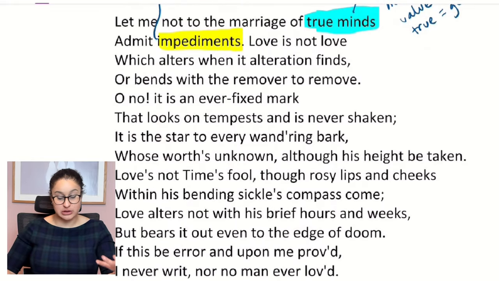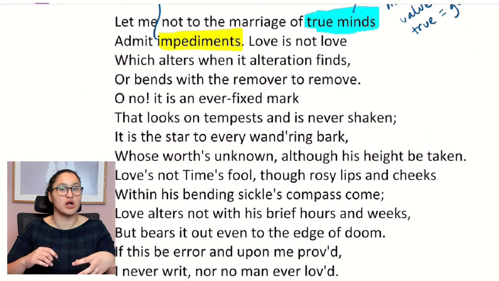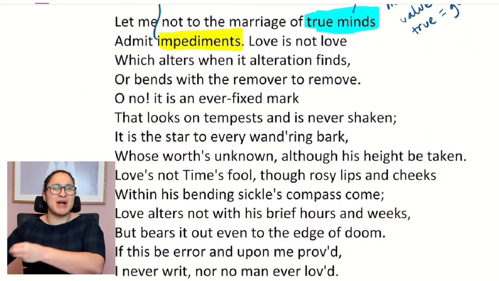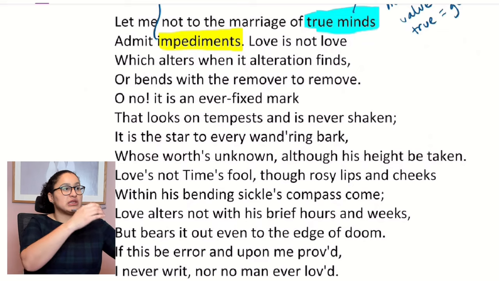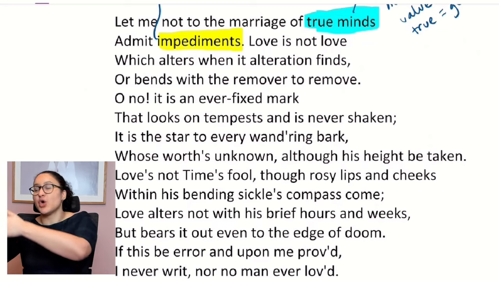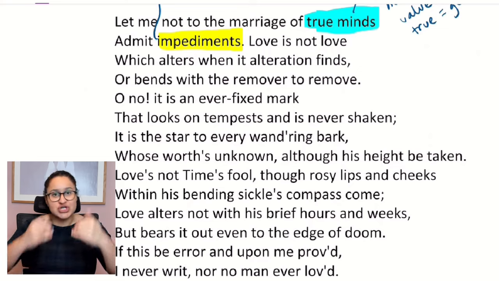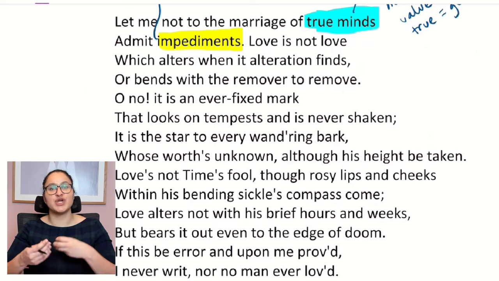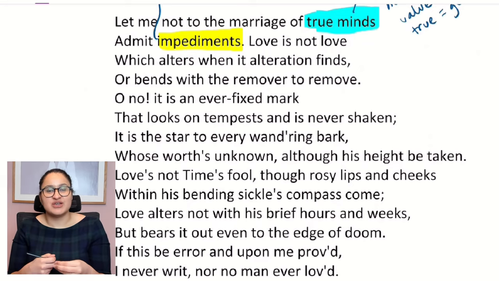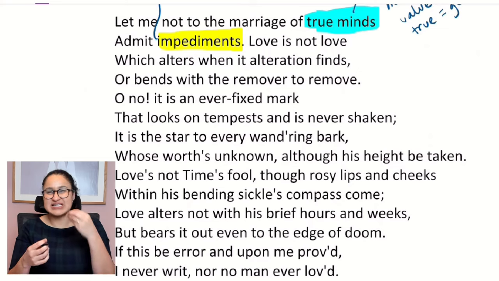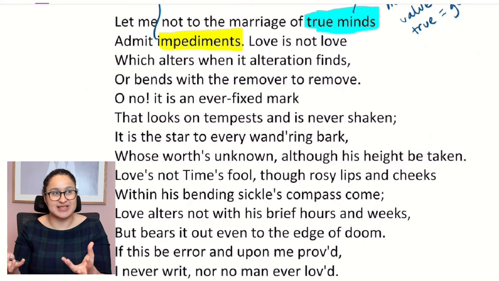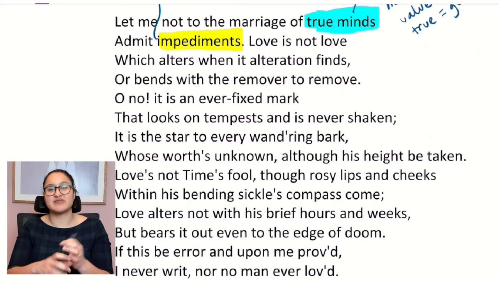And he says, love is not love which alters when it alteration finds or bends with the remover to remove. In other words, it's not love when your love changes if something about the other person changes. So love alters when it finds alterations. Love should not change when it finds changes. Similarly, bends with the remover to remove. So it doesn't give in to someone who's trying to get rid of the love. You don't stop loving someone if they maybe try to stop loving you back or something like that. So this image is all about love's perseverance.